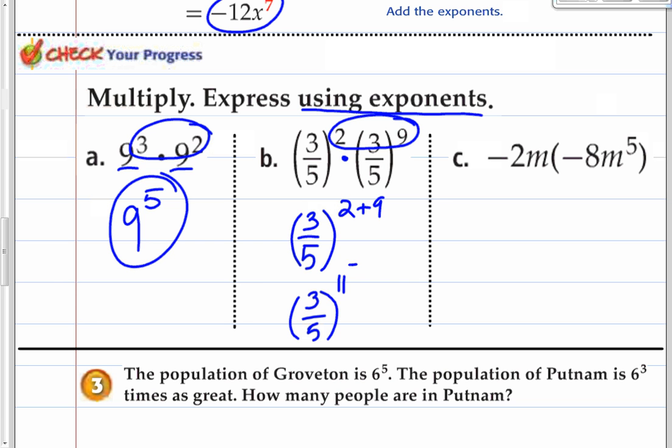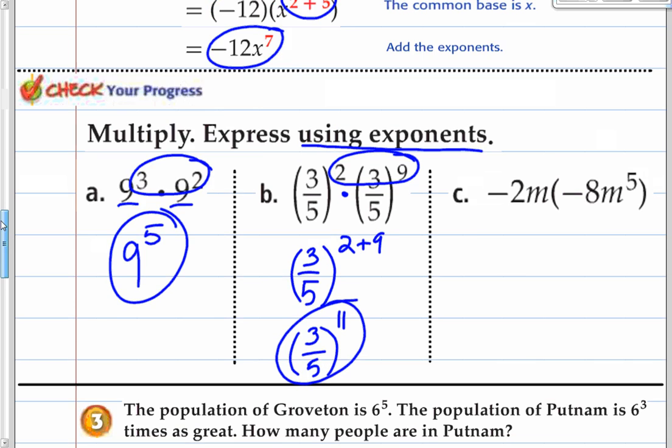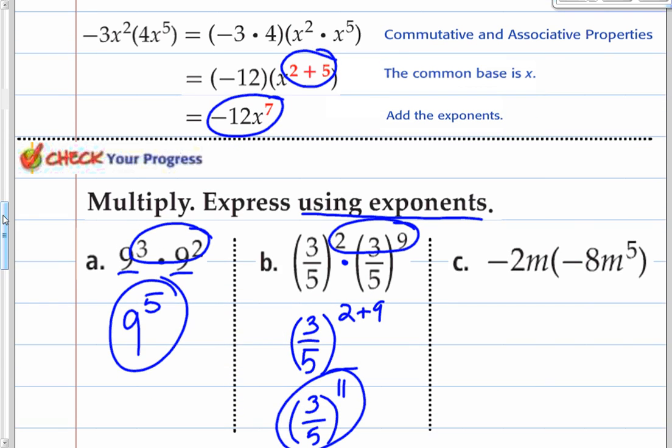How about C? C, very similar to the one we did above here. Let me see if I can actually show that while we're doing this problem. We have negative 2m times negative 8m to the 5th power. All that's being multiplied together. So let's pull those coefficients and put them together. So we'll take those two and multiply them. That's what that dot's doing right there for us. And then let's take the m, and the m to the 5th power, and multiply those together. Don't forget, any letter standing by itself does have an invisible 1 sitting right there.